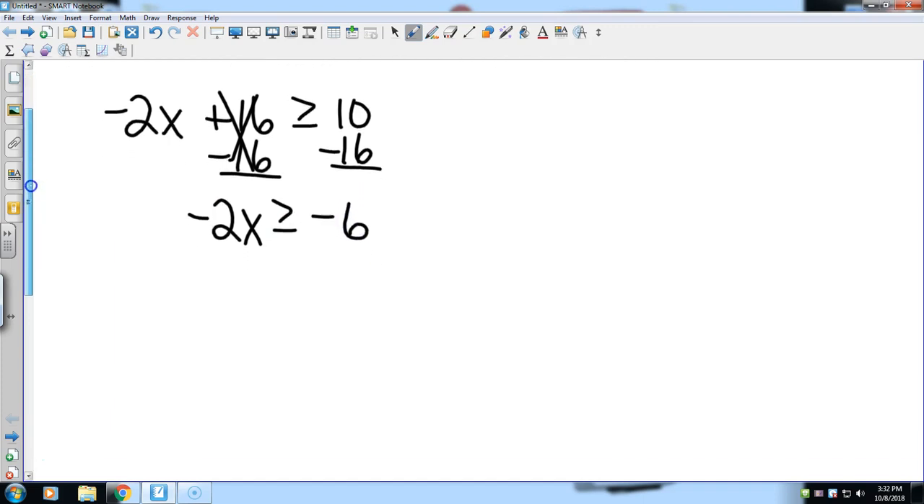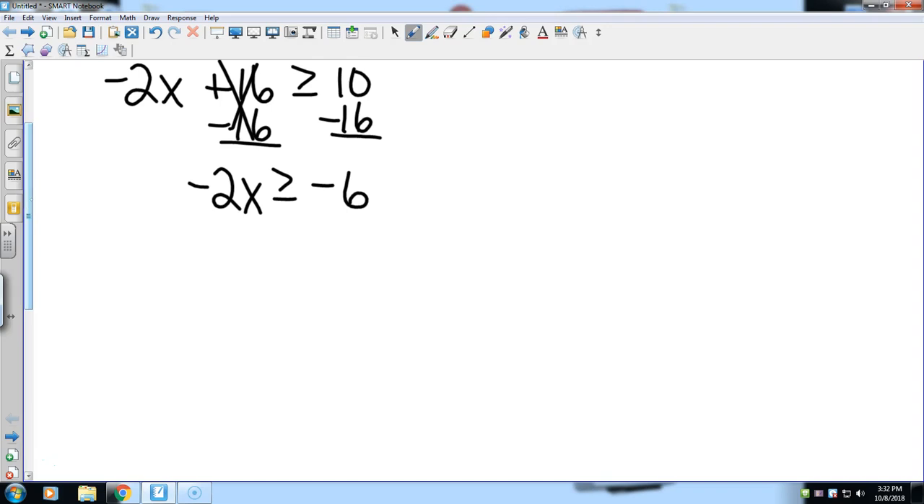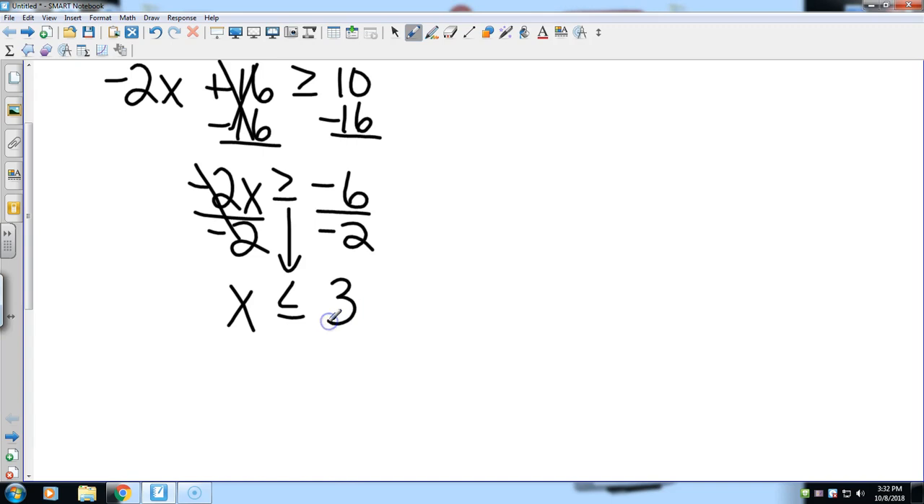Now, at this point, we are going to divide both sides by negative 2, and then that thought has to come back into my brain from last week: when we multiply or divide by a negative number, we go ahead and flip the inequality sign. So that's going to cancel those negative 2's and make this x. And instead of greater than or equal to, now it's going to be less than or equal to, because I flipped the inequality sign, and negative 6 divided by negative 2 is positive 3.